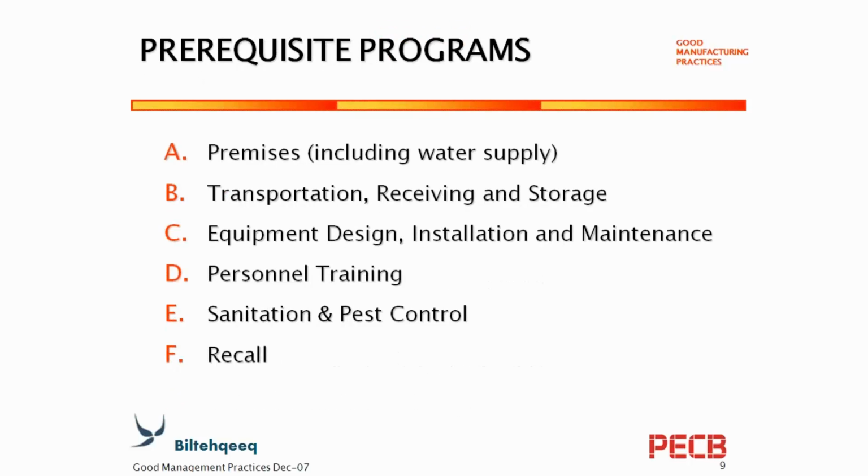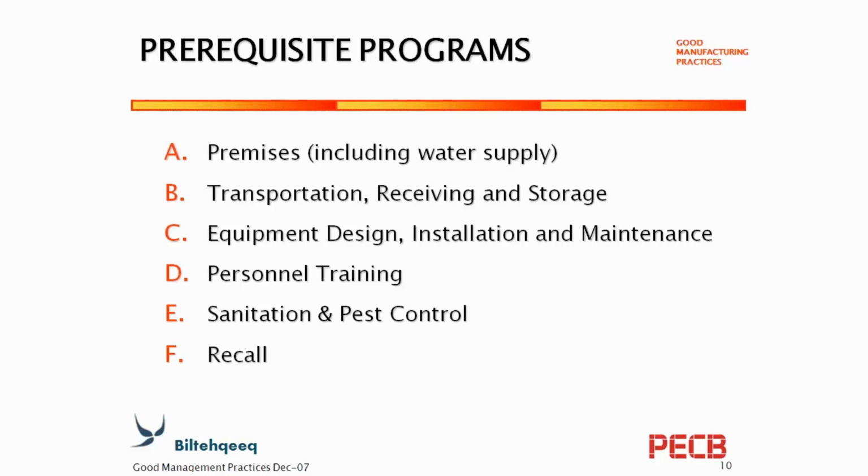And before implementing or developing the HACCP plan, there are some prerequisites. The first prerequisite is the premises. You have to ensure that the premises where your operations are under process should be clean and should not be contaminated by any means. The means can be material, man or machinery, and also water.